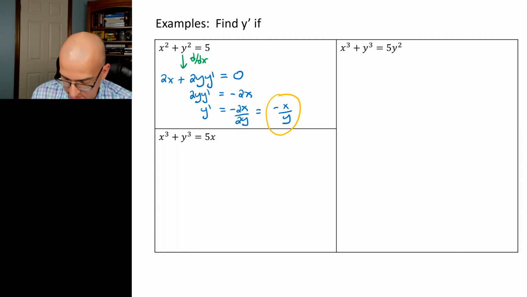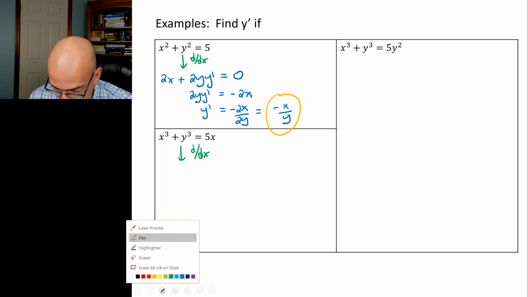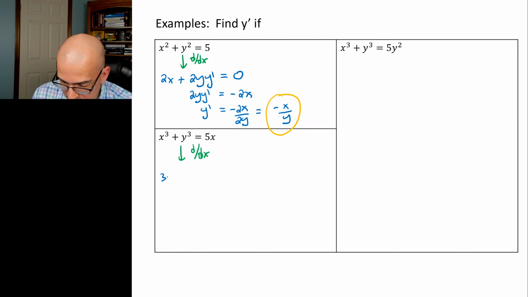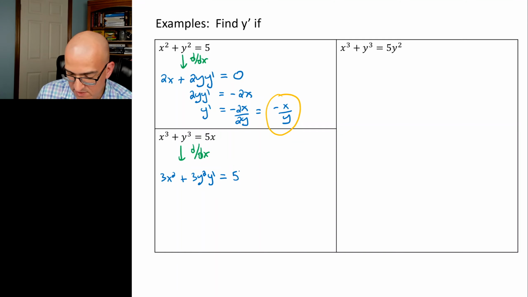Okay, next one down below. We'll do the same thing. We'll take the derivative of all the pieces, d by dx, using the chain rule or implicit differentiation everywhere it applies. The first part, derivative of x to the power of 3 is 3x to the power of 2. The second part, derivative of y to the 3 is 3y to the 2, multiplied by y prime because y is a function. On the right-hand side, the derivative of 5x is 5.